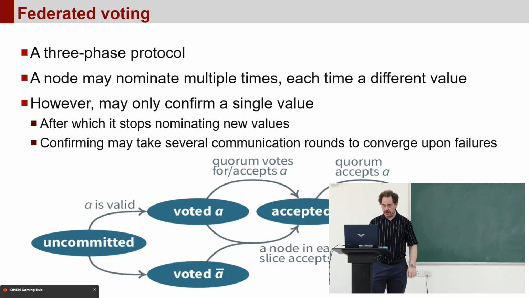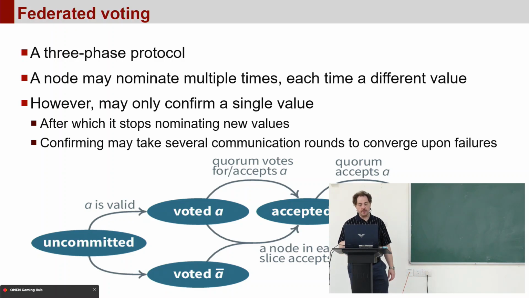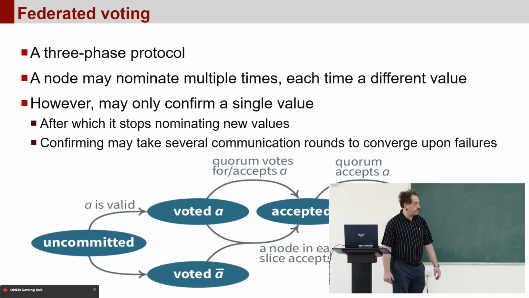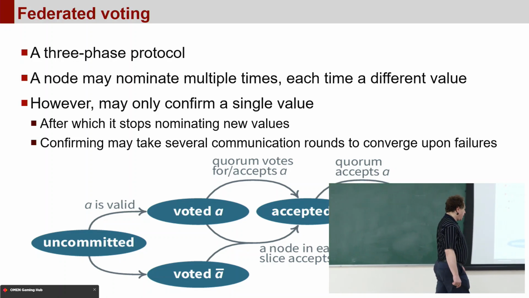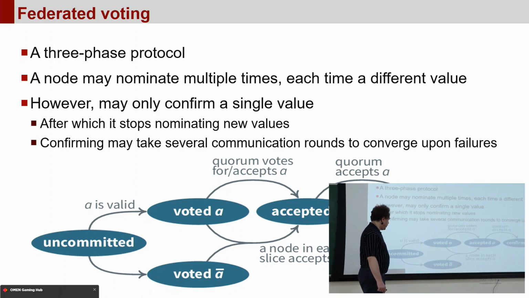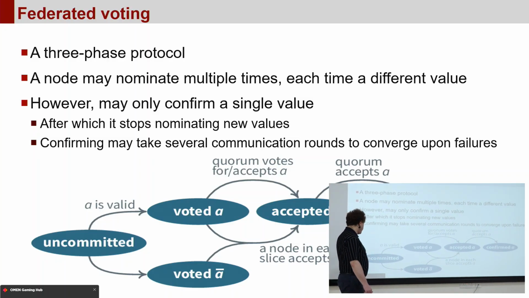So a node nominates a particular value multiple times, or it may actually nominate different values, like change the vote and vote for different values. So that's the first stage. In the second stage, a node would confirm a single value, would commit to a single value. Like in this example, this is the state diagram for one particular node.